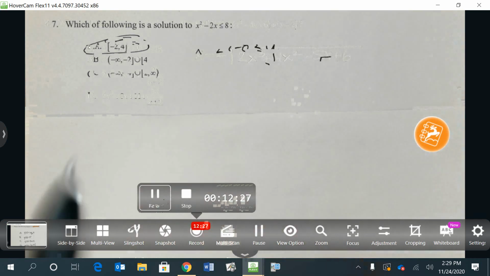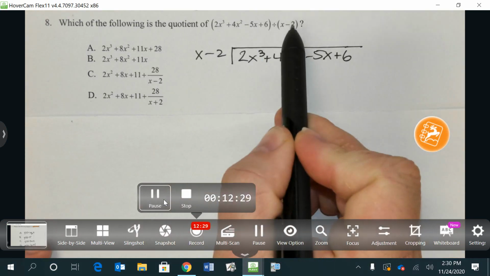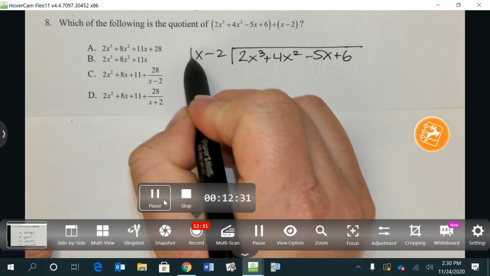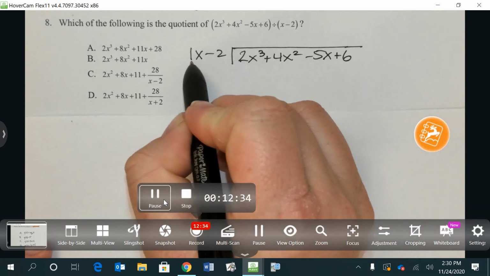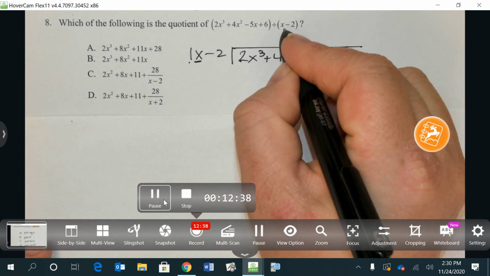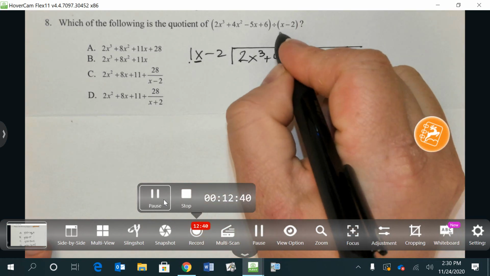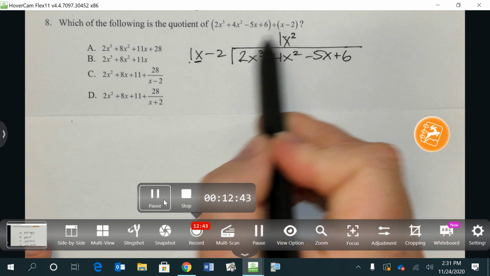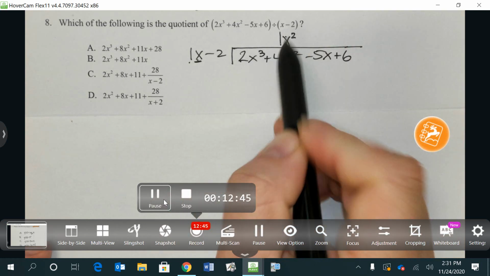Which of the following is the quotient? Remember, this goes inside the division box, and this is on the outside. 1 times what is 2? So 1 times 2 is 2. And how many more x's do I need to add to come up with 3? So within the x squared column, I'm going to write down a 1x squared. Now when I multiply, I better get 2x cubed if I did this right.